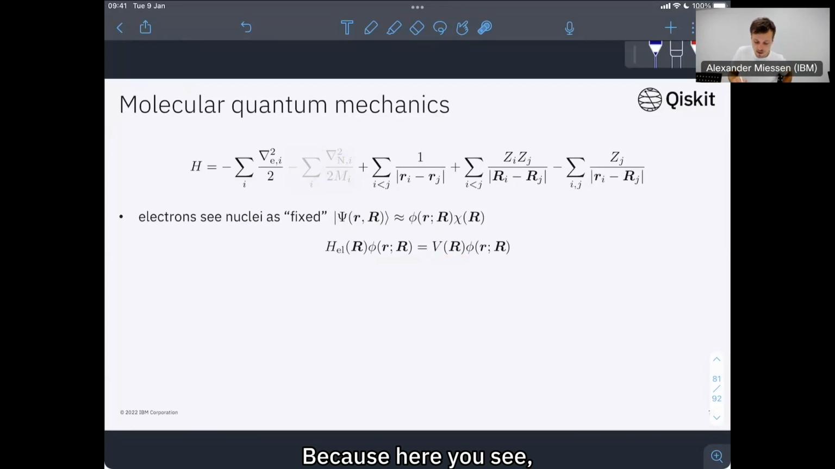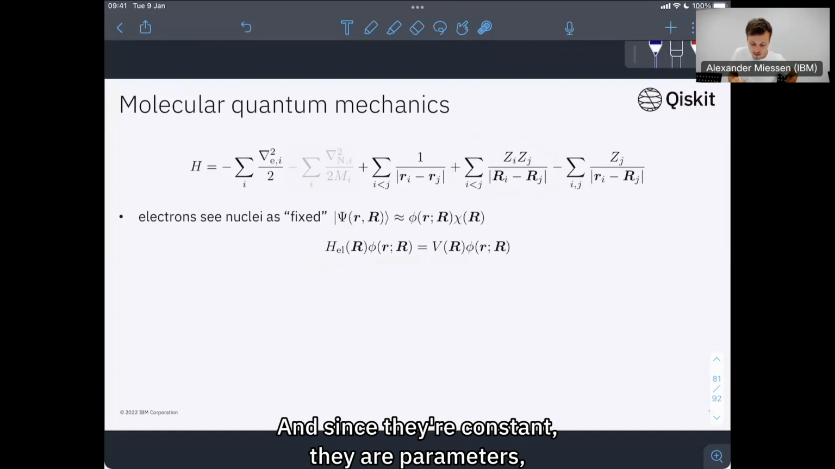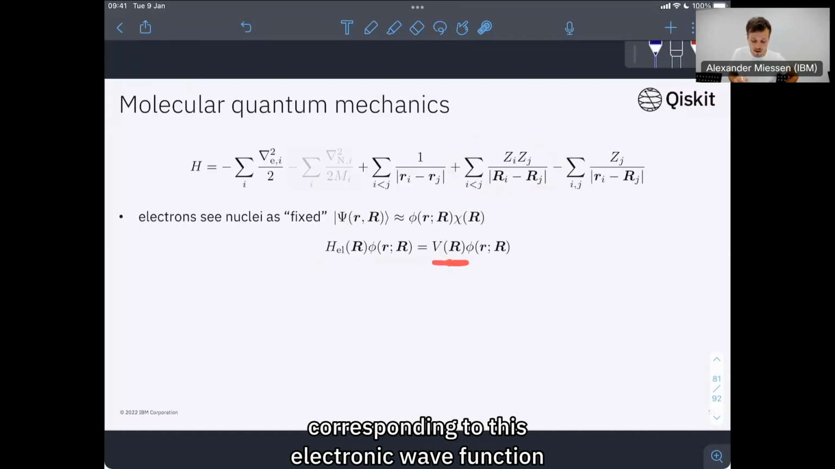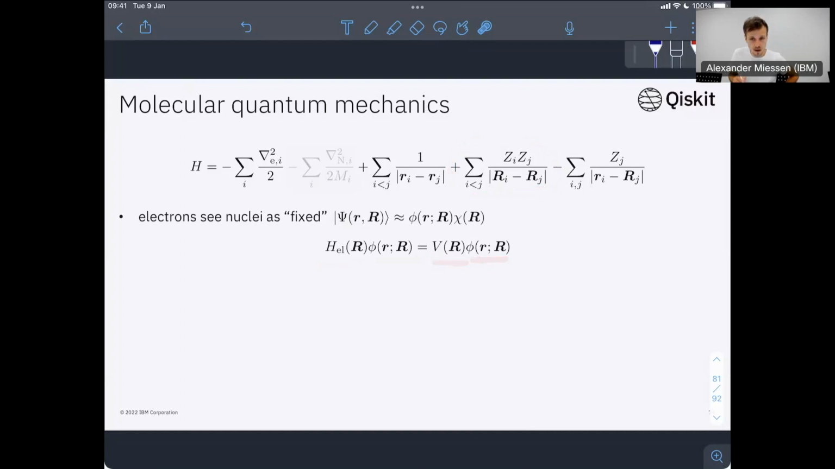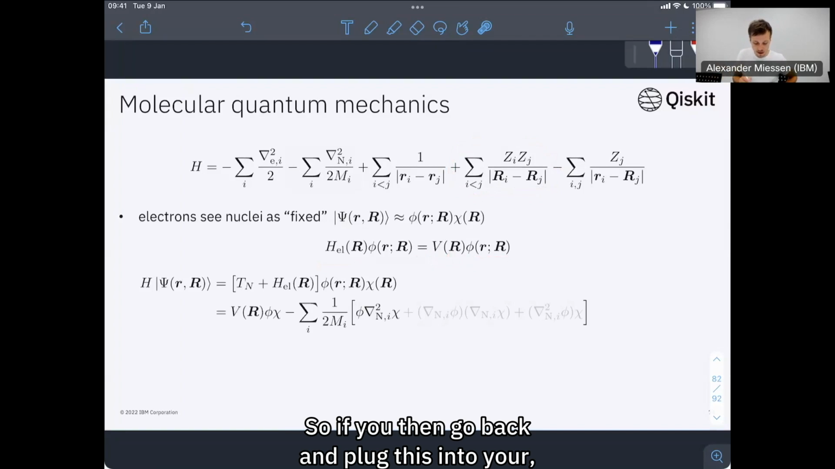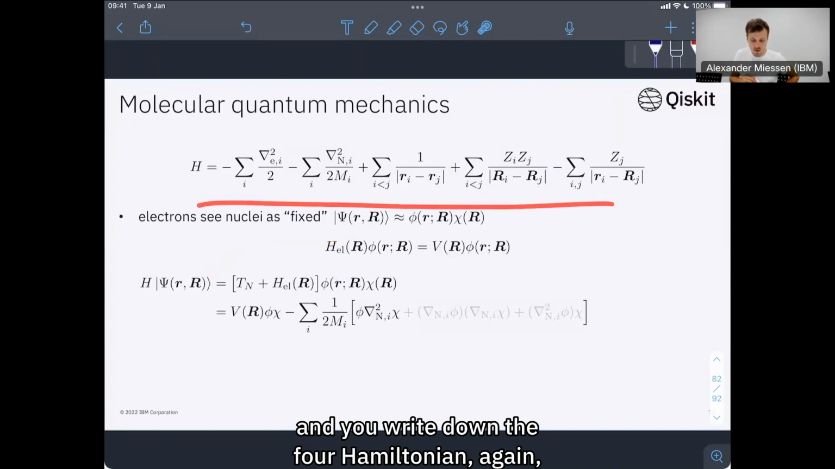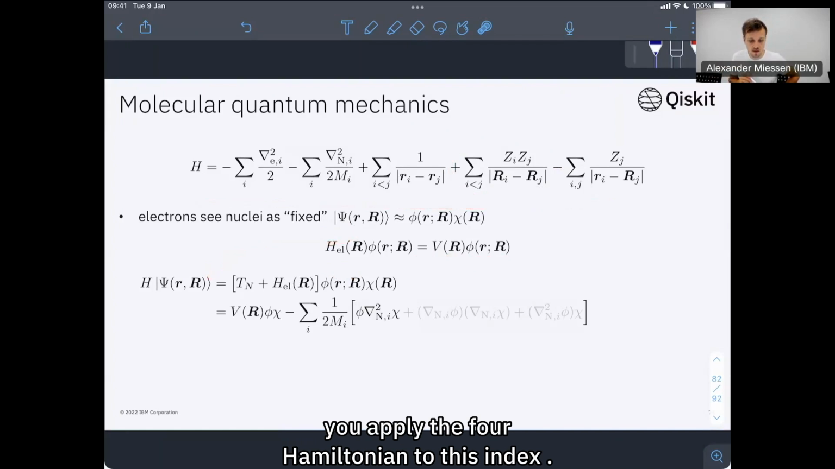Because here you see you still have these interaction terms in this electron Hamiltonian, and since they're constant, they are parameters, but this in turn also means that the eigenenergy corresponding to this electronic wave function depends on these coordinates R, okay? So if you then go back and plug this in here and you write down the full Hamiltonian again, you apply the full Hamiltonian to this ansatz.